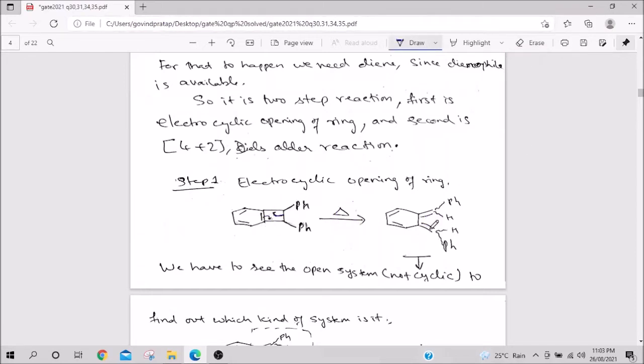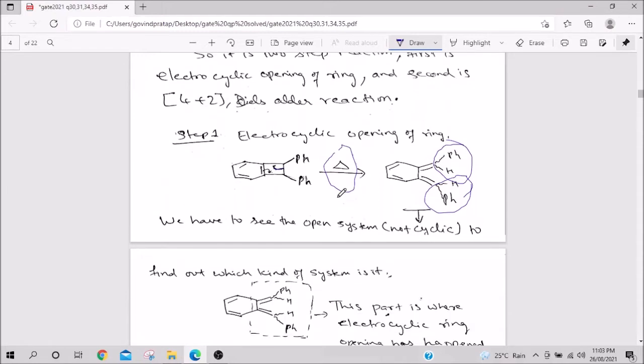Now, we do not know what the stereochemistry is here, which side the phenyl and hydrogen are facing. That is what we have to make out from the thermal conditions. So, now we have to know first what kind of system it is. Is it a 4n system or a 4n plus 2 system?